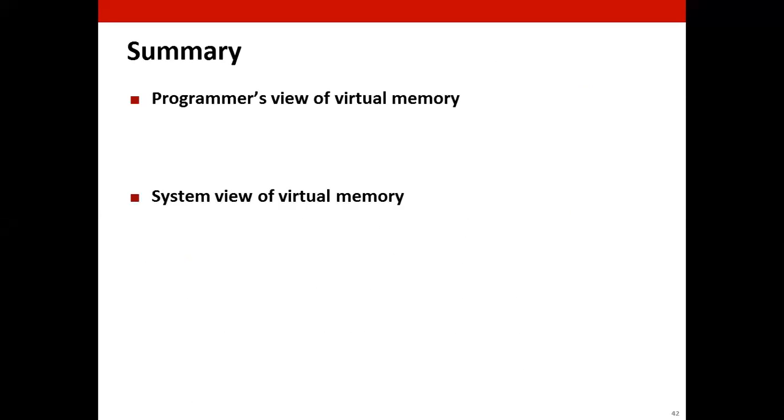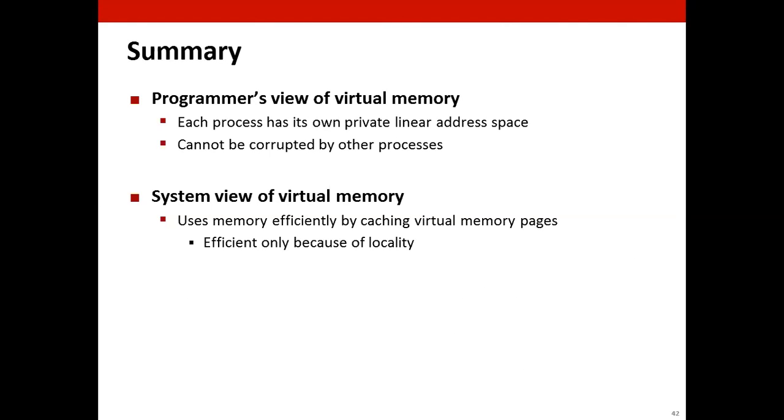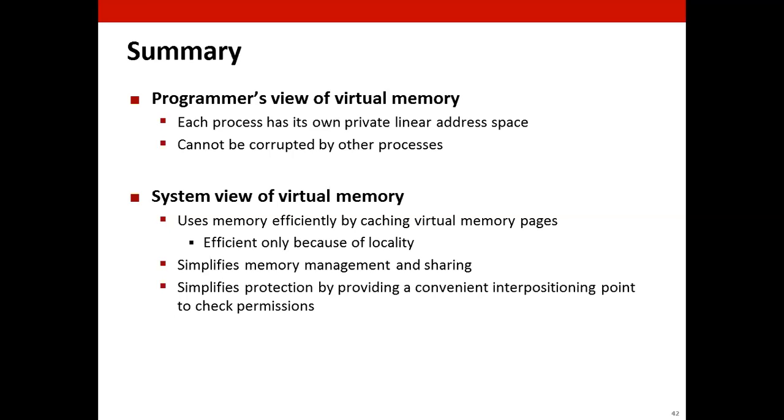To summarize the concepts that we learned in this video series on virtual memory, we discussed the programmer's and system-level view of virtual memory. We saw how processes have their own linear address space that cannot be corrupted by other processes, and how the memory is efficiently used by the same principle that works for caches, that is, the principle of locality. Virtual memory simplifies memory management and sharing. It also simplifies protection through the simple concept of check bits inside the page table entry, the lookup table.